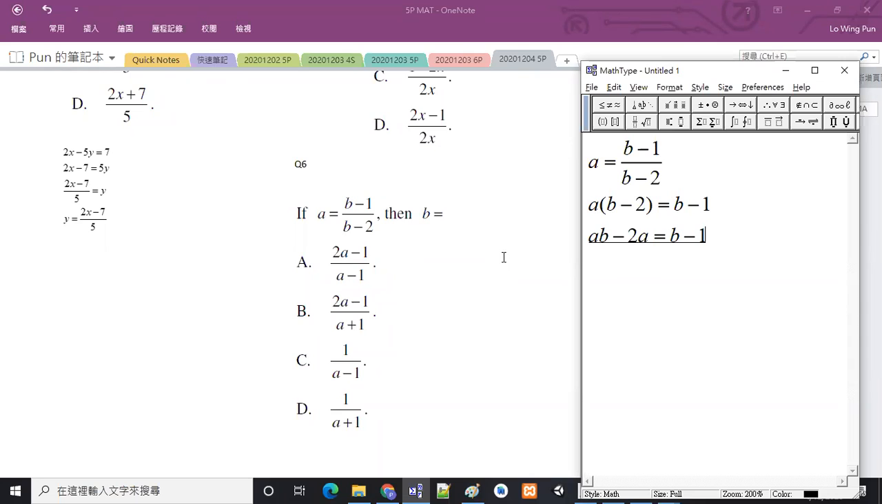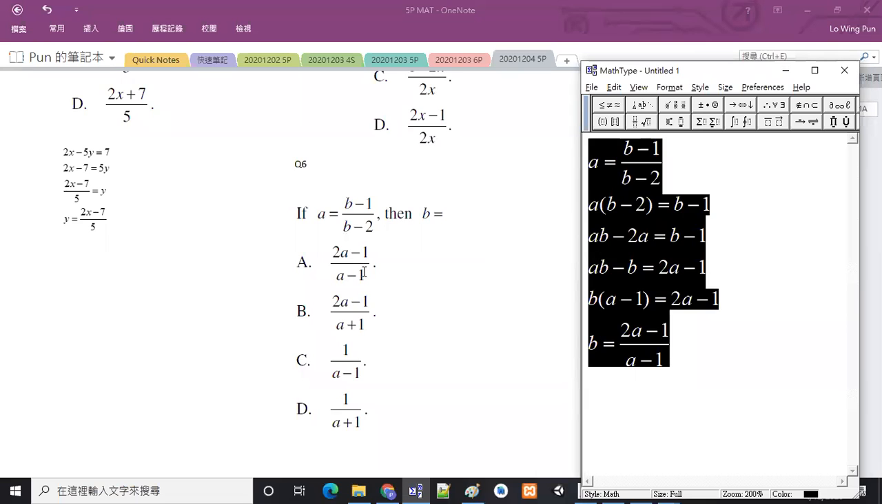And because I want b to be the subject, I need to move all the terms with b to one side. So this time I move to the left-hand side, and the terms with no b to the right-hand side. So 2a minus 1, like this. Okay, and then I need to take out the subject b and write down the remaining factors, which is a minus 1, is equal to 2a minus 1, no change on the right-hand side, and then just divide the a minus 1 to the right-hand side. So b is equal to 2a minus 1 over a minus 1, okay? And the answer will be option A.